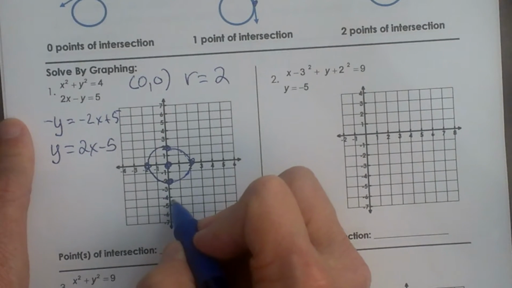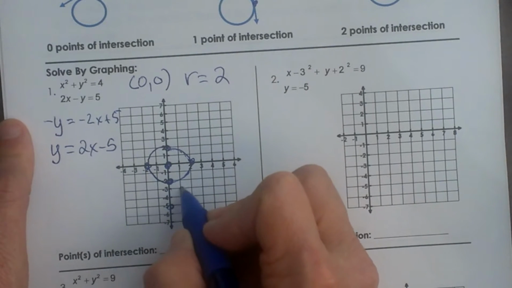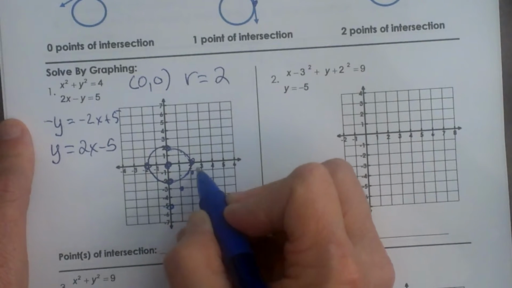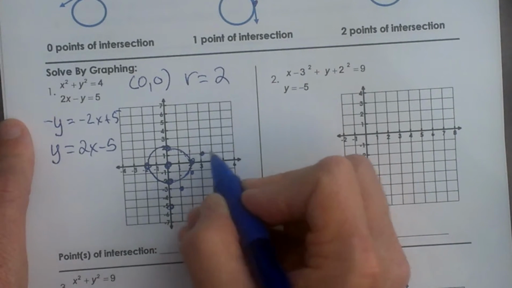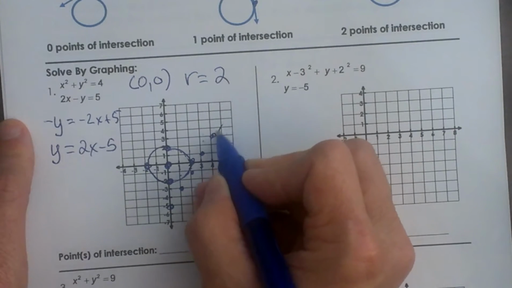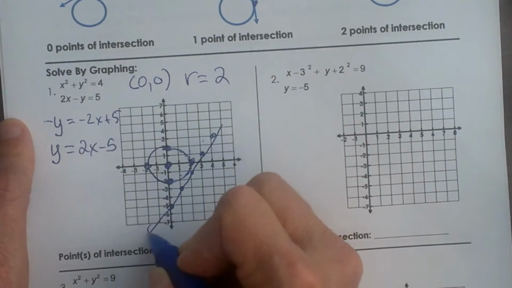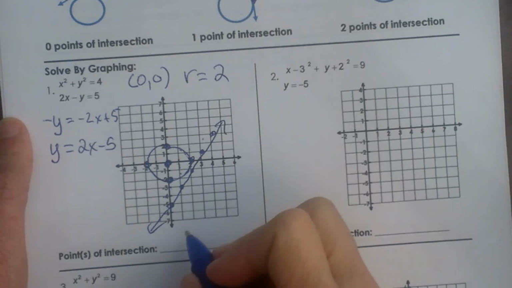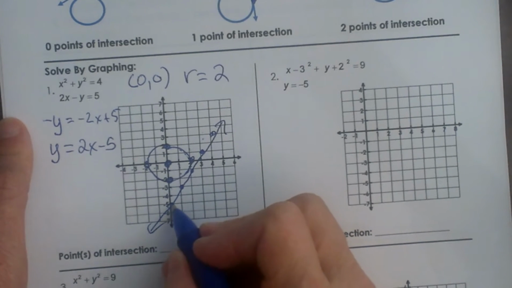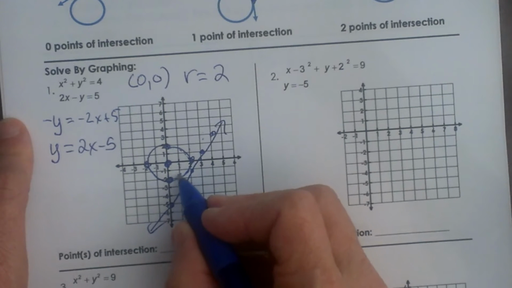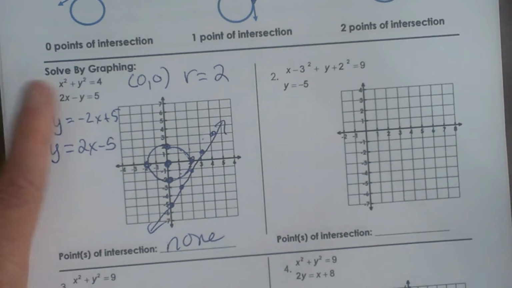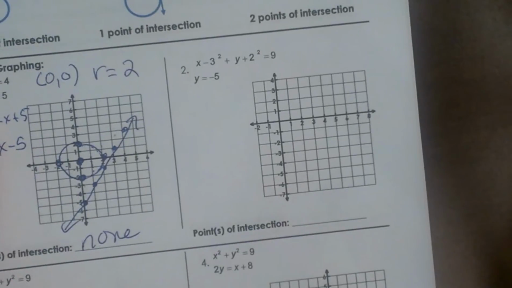So we go down here to negative 5, and we plot up 2 over 1, up 2 over 1, up 2 over 1, and what do you see? How many points of intersection do they have? To me, it looks like none, right? Yep, none. This one has no points of intersection, and that may happen. Okay, so let's look at the next one.